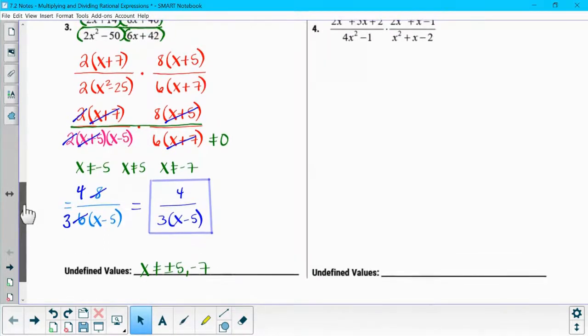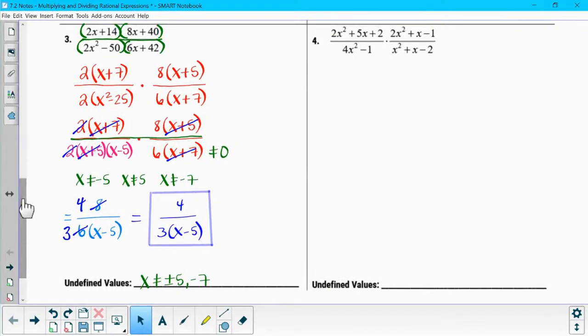Now, number 4 is a lot of factoring because I have a's not equal to 1. So we're going to get some practice on how we should be splitting the middle. I'm going to focus on this numerator first. So I am trying to find something that multiplies to be 4 and adds to be positive 5. Well, those two factors are positive 1, positive 4. Sorry, don't want to confuse you because remember, we can't use a shortcut here.